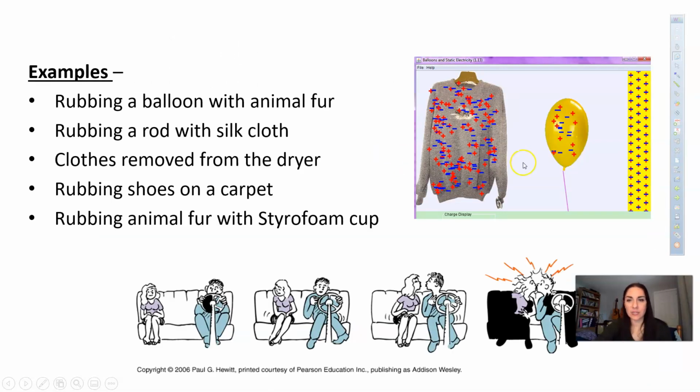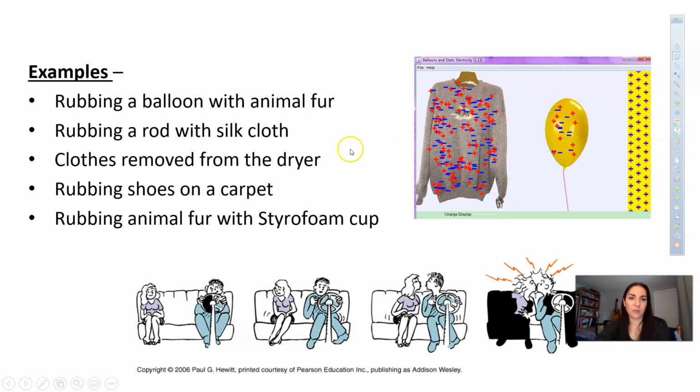So there's a plethora of examples. I did one already with the balloon and the sweater. This was the old demonstration we used to have. It's a rubber balloon and a wool sweater. You rub the two, and we saw that the electrons went onto the balloon and the wool sweater was positive.